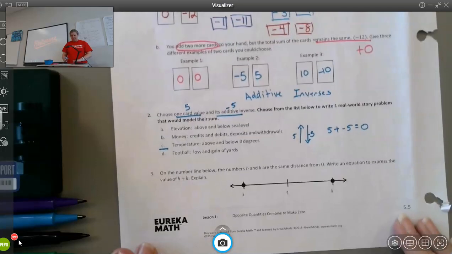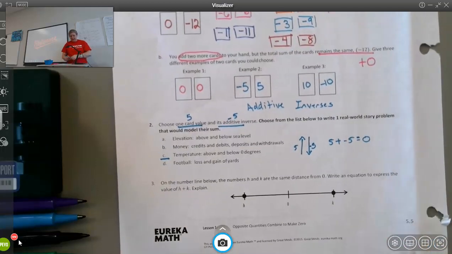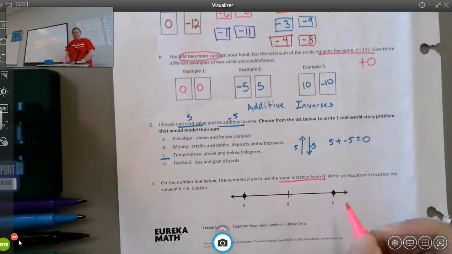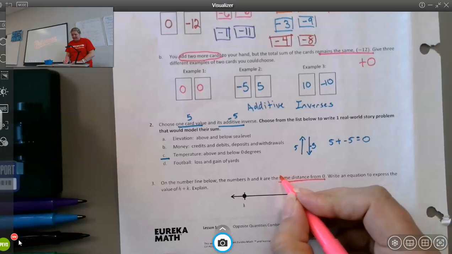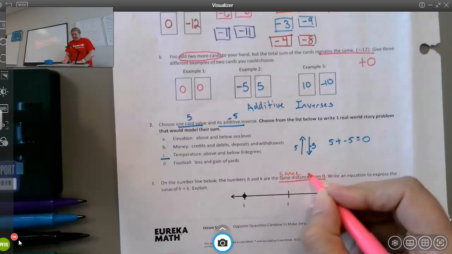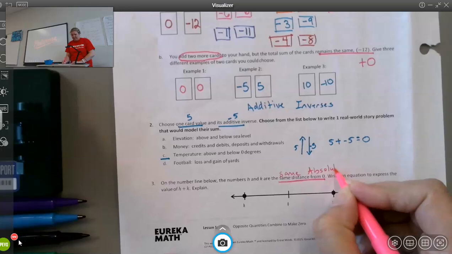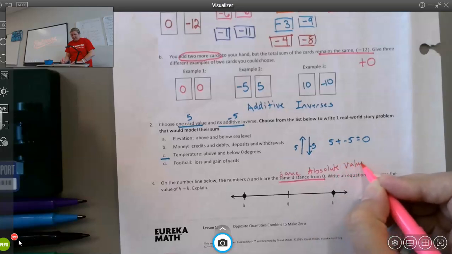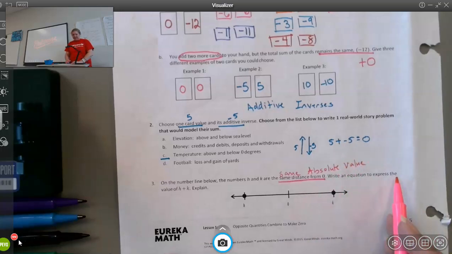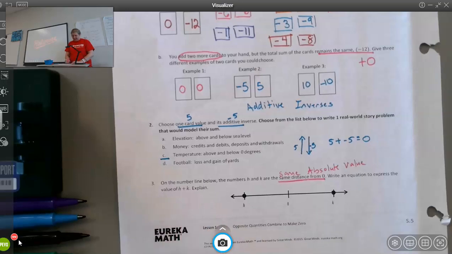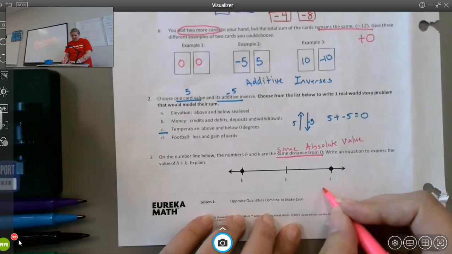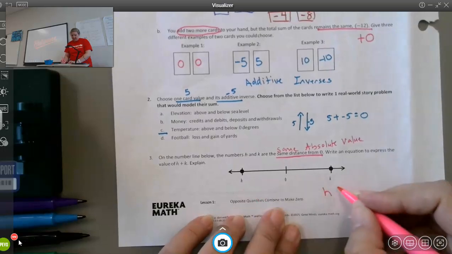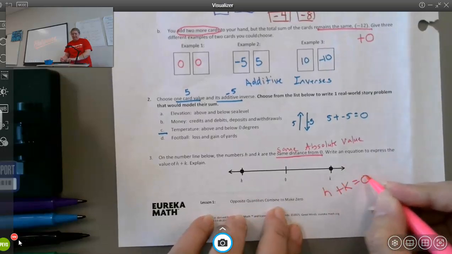The final problem on this page, on the number line below, h and k are the same distance from 0. That means they have the same absolute value. I'm going to write an equation to express the value of h plus k. h plus k equals 0.